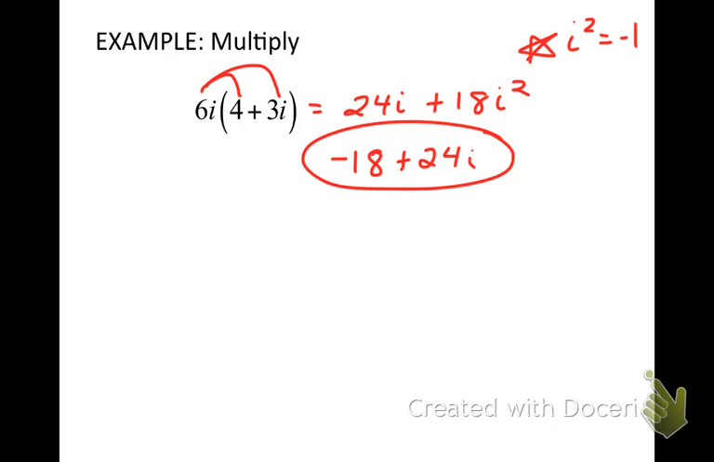If you don't write it that way, I'm not going to take off points, but you should try to get in the habit of doing that, because that's the proper way to write a complex number. So negative 18 plus 24i.